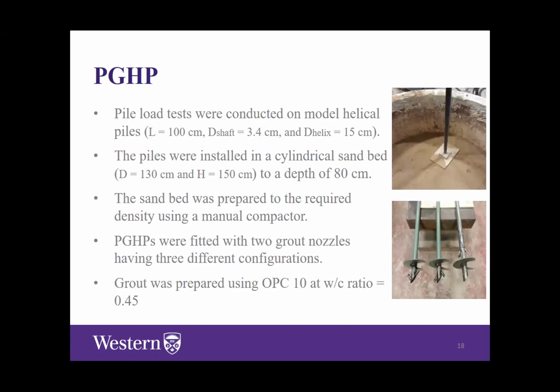But as I mentioned previously, we don't know exactly how the pile will behave or what the shape of the grout column is. So we conducted an experimental program at Western University on a series of model helical piles, small piles like this one, having 1 meter length. The shaft diameter is 3.4 centimeters and the helix diameter is 15 centimeters.